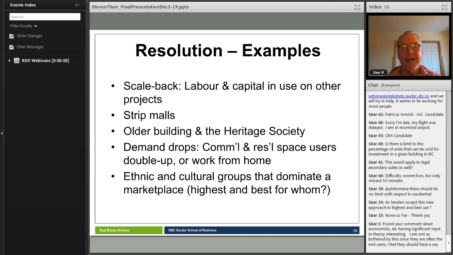So here I'm just giving a list of the kind of resolutions that might occur when you're using the most probable use model on a property. You might see that, and I've talked about this, the project is scaled back because of labor or capital shortages. I've talked about strip malls. I talked about the Heritage Society. I've talked about what happens when demand drops. And I'll talk about ethnic and cultural groups that dominate the marketplace a little bit later.